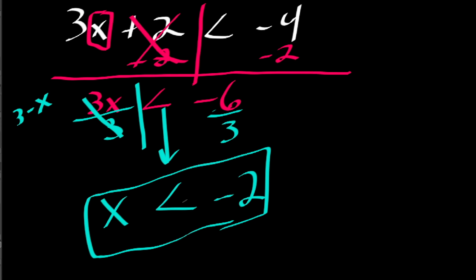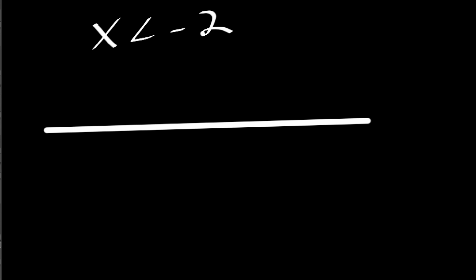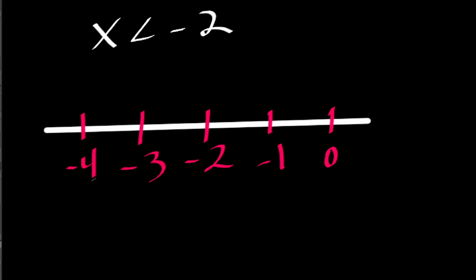Now, let's say you want to graph this. I've made a separate video about graphing, but let's just do it real quick. We have x less than -2, and we want to graph this on a number line. If it's already made for you, you can just fill it in. I'm going to make my own and start at -2. Greater than that would be -1, 0, and so on. To the left, which is less than, would be -3, -4, and so on.